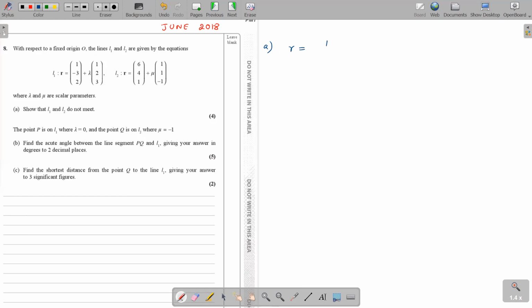So here, let's add them together. (-1, -3, 2) you're adding with lambda times (1, 2, 3). So when you add it, 1 plus lambda into 1 is 1 plus 1 lambda. The first equation, 1 plus 1 lambda. The other one, the y coordinate is -3 plus lambda into 2, -3 plus 2 lambda. The next one, 2 plus lambda into 3 is 2 plus 3 lambda. And this is line 1.